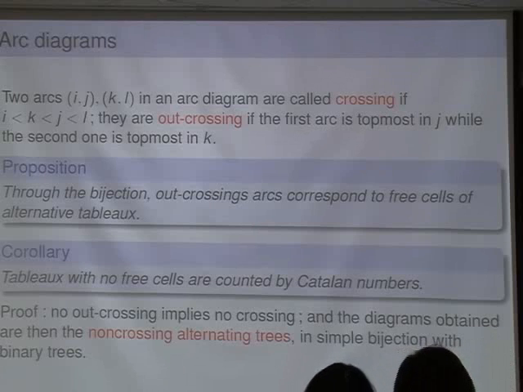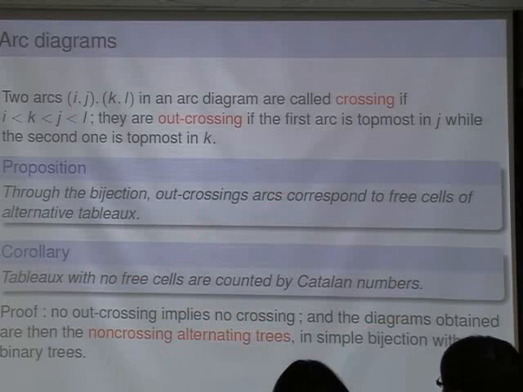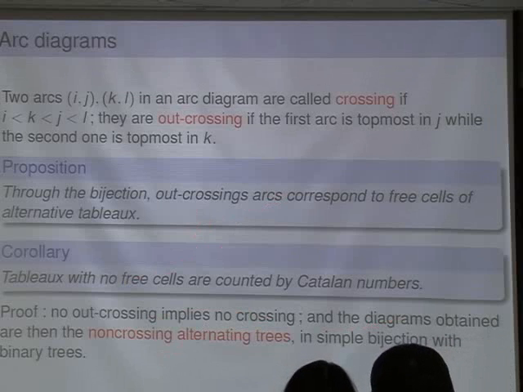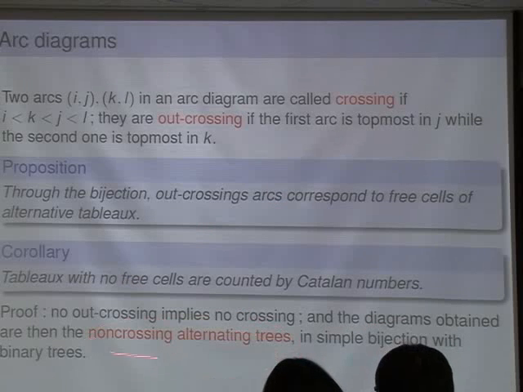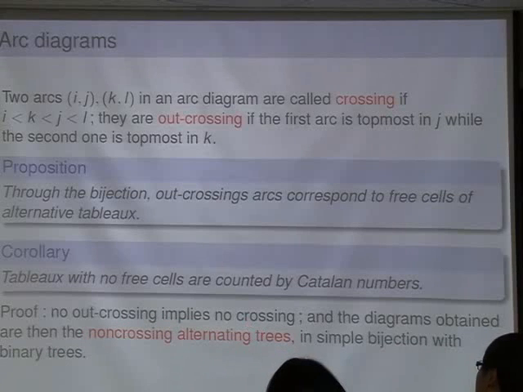No free cells, by the different bijections, means no outcrossing, by this proposition. In fact, no outcrossing implies no crossing at all. So there can be no crossings in this diagram, and you would have something like this. What you obtain are trees that have been known for quite some time, called non-crossing alternating trees, which are just trees, where alternating is this condition. And they are very easily put in bijection with binary trees.